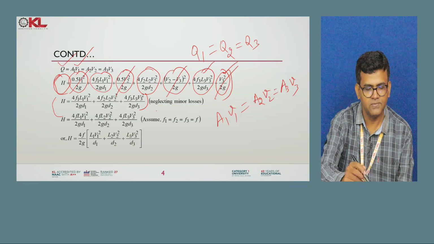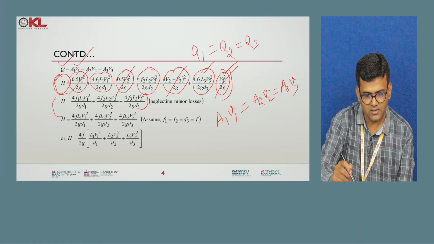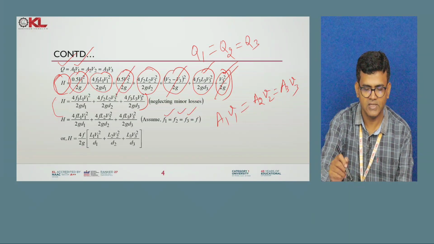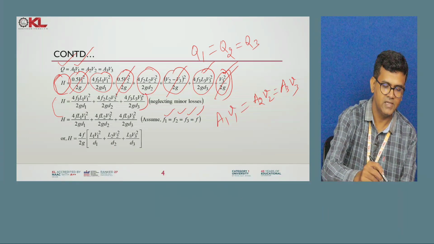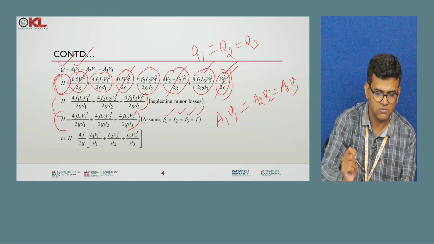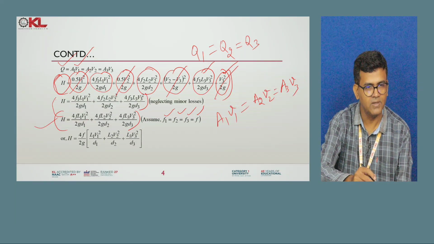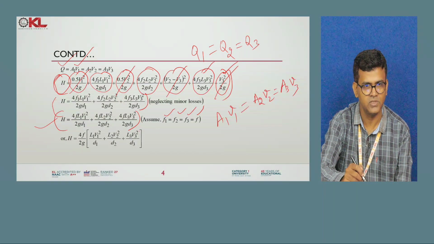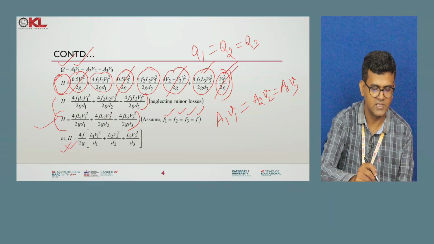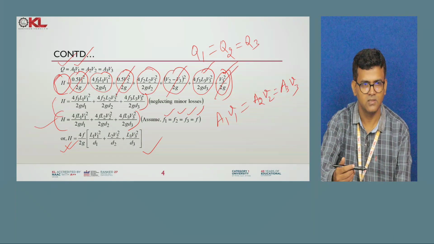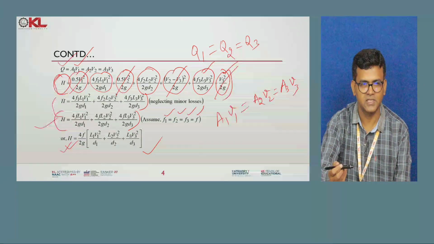Further, if we consider that F1, F2, F3, the friction factors in pipes 1, 2 and 3, are all the same and equal to F, then this equation can be reduced to H equal to 4FL1 V1 square upon 2GD1 plus 4FL2 V2 square upon 2GD2 plus 4FL3 V3 square upon 2GD3. So H can be written in terms of this. This is how you can compute the total head loss in a pipe which is connected in series.